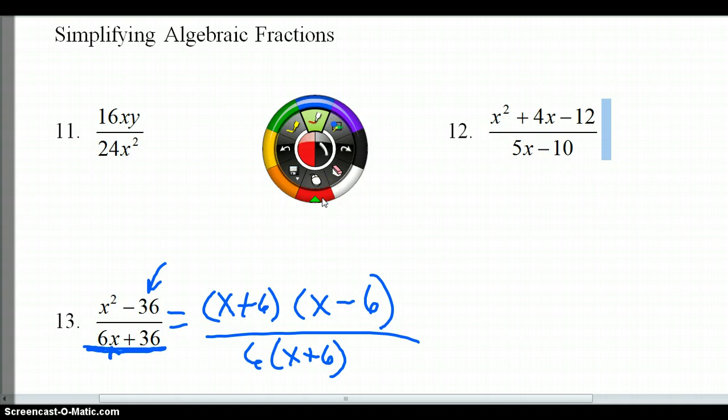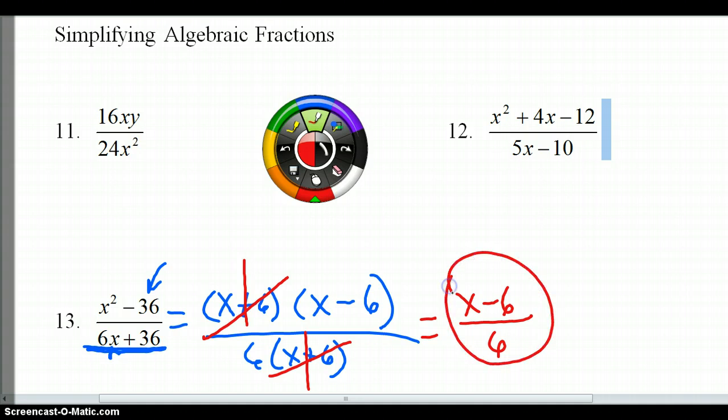And then the rules are, if there's a factor in the numerator and the denominator, we can simplify that. Again, anything over itself is 1. And what are we left with? X minus 6 all over 6. And again, fight it, but this is final answer. You cannot cancel out the 6's. So that's the factoring piece.